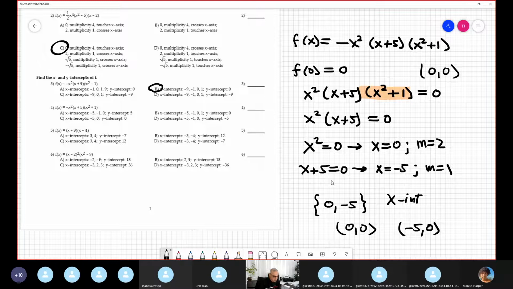So what do you consider is the answer in number 4? The Y-intercept is 0, and the answer is negative 5 and 0. What do you consider is the answer? A, B, C, or D? C. You're right. I agree with you. Any question, guys? Any confusing part that you don't understand?